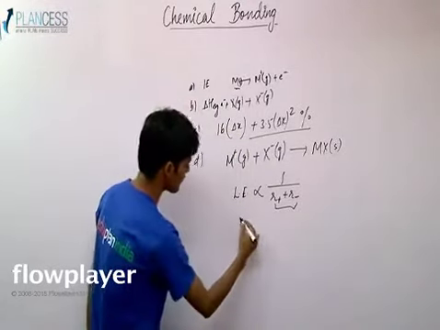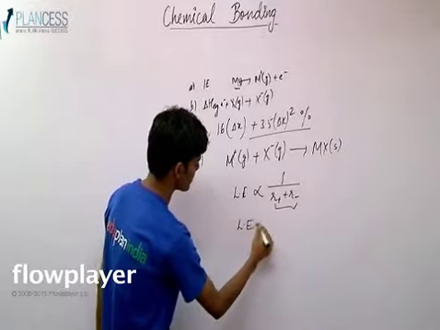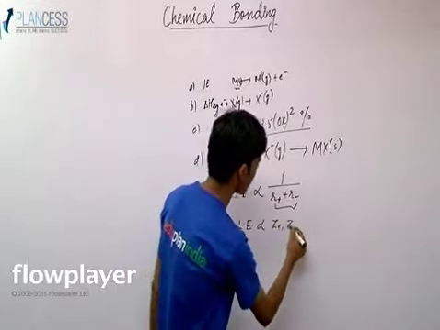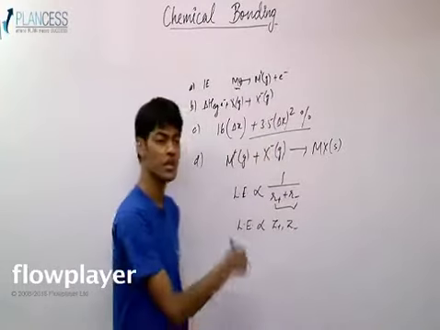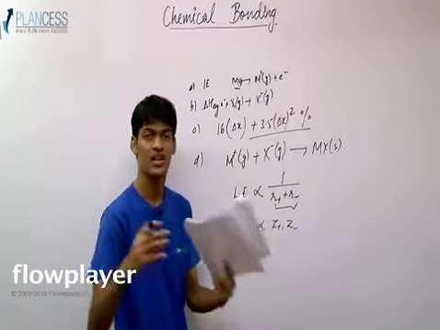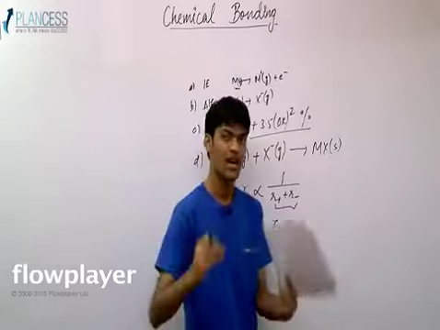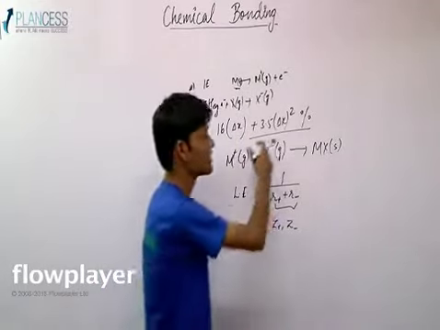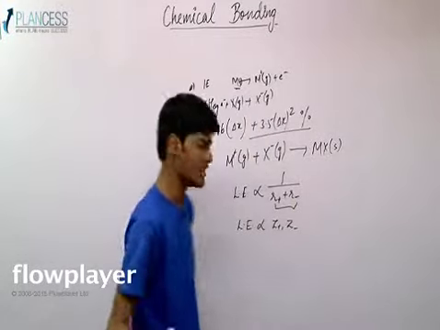Another factor on which the lattice enthalpy directly depends is the charge on the anion and cation. Definitely, the more the charge on the anion or on the cation, the greater the forces holding them together, and it would be very difficult to break them apart. So the lattice enthalpy in that case would be very high.